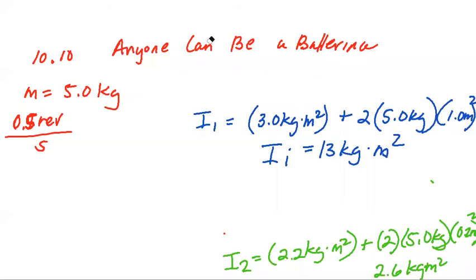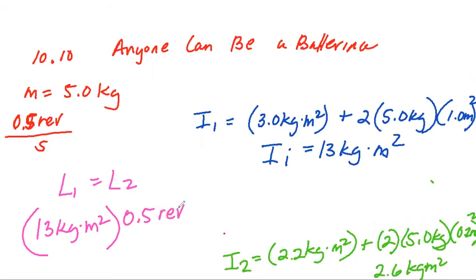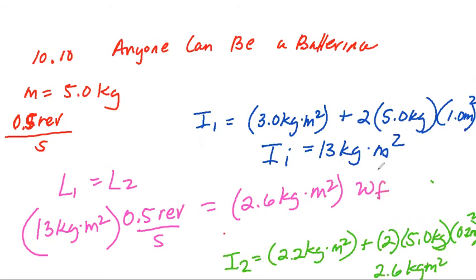And we know there's no outside forces, so let me get a pen. L1 equals L2. So we've got I1, which is 13 kg times meters squared, times 0.5 revs per second, equals 2.6 kg times meters squared times omega final. And omega final is going to equal to 2.5. Wait a minute. Yeah, 2.5 revolutions per second.